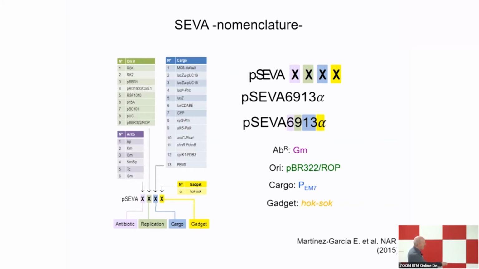The original replication is this one that comes from environmental isolate. The cargo is a promoter, and then the gadget, for instance, is a small sequence called HOXOC, that is a kind of trick that we use to stabilize plasmids in the absence of selection. So instead of having a kind of arbitrary name, if you have a number, that is 6913 alpha, you know instantly what is in that plasmid. Okay, so that's something that is quite good.